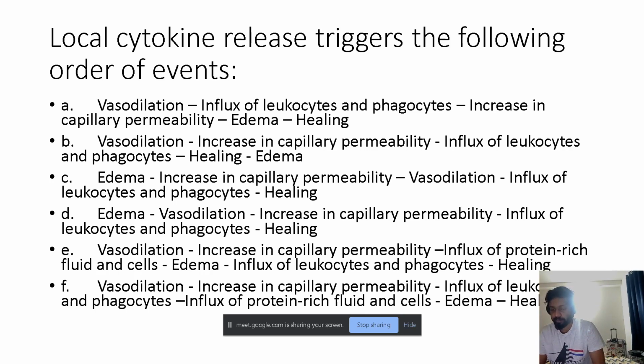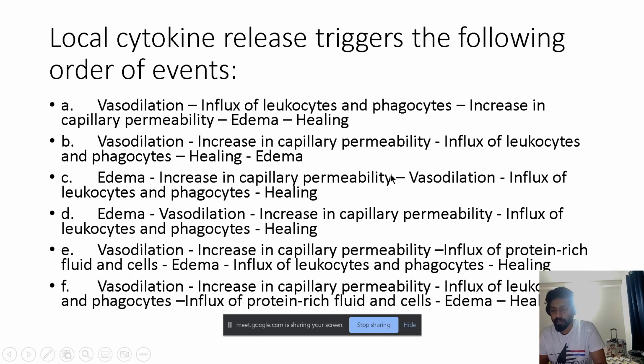So increase in capillary permeability comes first. After that comes influx of protein-rich blood cells. After that, healing happens. Without the increase in capillary permeability, the leukocytes and phagocytes will not be able to come out of your blood vessels, right? So there needs to be an increase in capillary permeability, and only then can influx of leukocytes and phagocytes happen. So that rules out option A, C, and D. Now we are left with B, E, and F.